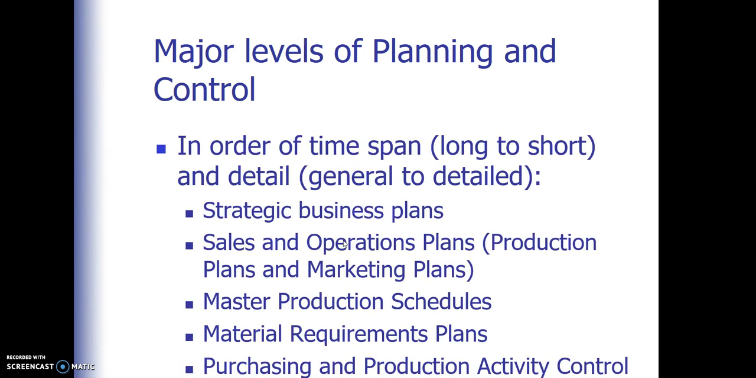Therefore, we look at the major levels of planning and control. You're thinking about time span. You're looking at your strategic business plans. You're looking at your MPSs, your MRPs, and your purchasing production activity control. I would like to just give you the explanation of the acronyms I just used. So MPS stands for your master production schedules, and your MRP stands for your materials requirement plans.